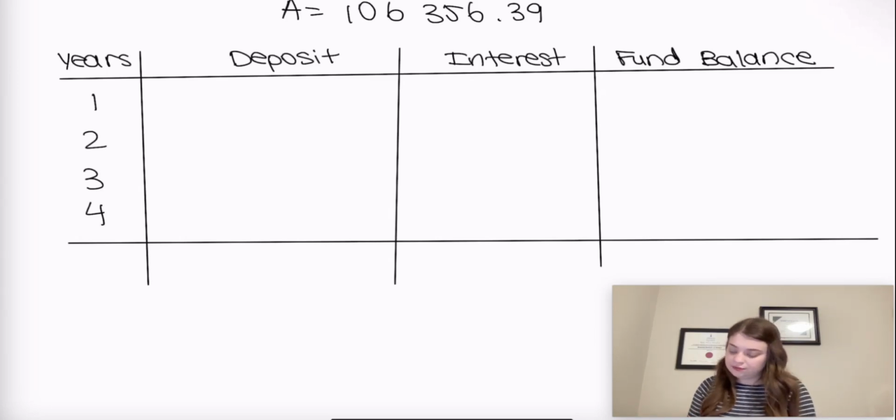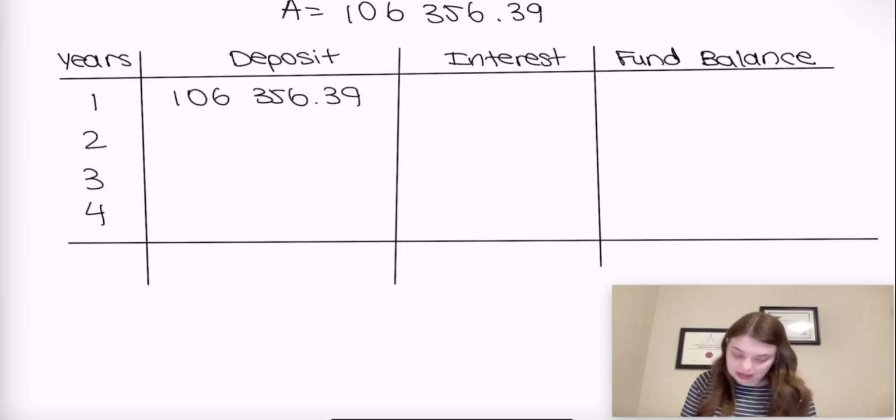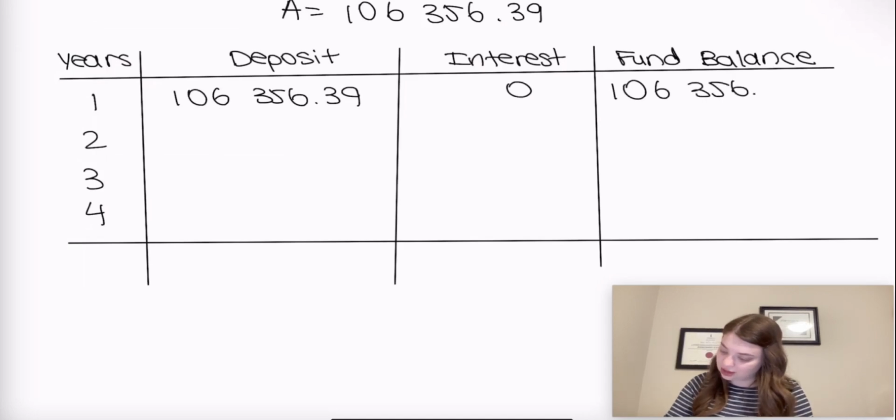So here's the thing. The very first deposit we make is this number we found here. It's going to be $106,356.39. The interest we made that year is nothing because we didn't have any fund balance from the previous year. So the only fund balance we have as soon as we deposit that money is just the money we deposited. So we have that $106,356.39.